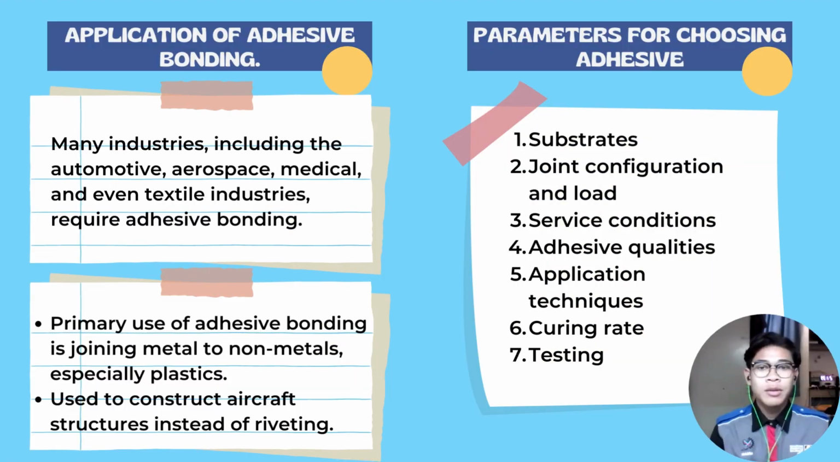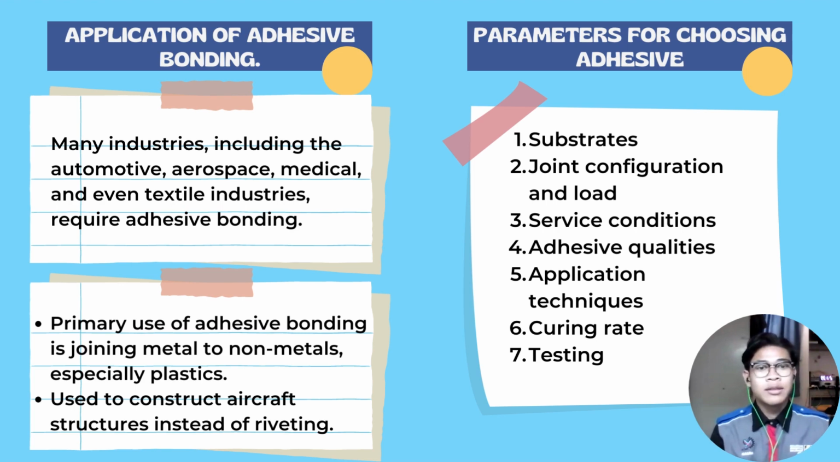Okay, the next slide is about application of adhesive bonding and parameters. Many industries, including the automotive, aerospace, medical, and even textile industry, require adhesive bonding. The only limitations with these methods come from the usage, such as outdoor applications that must endure weathering, due to its adaptability for a variety of material types. Primary use of adhesive bonding is joining metal to non-metal, especially plastic. It is used to construct aircraft structure instead of riveting.